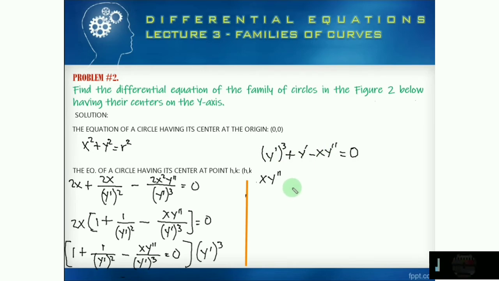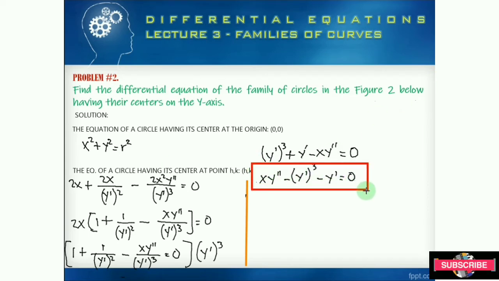this would be equal now to minus y prime raised to the cube minus y prime, equal to 0. So x y double prime minus y prime to the cube minus y prime. I think we have eliminated those constants and variables, and we have obtained this differential equation for this problem.